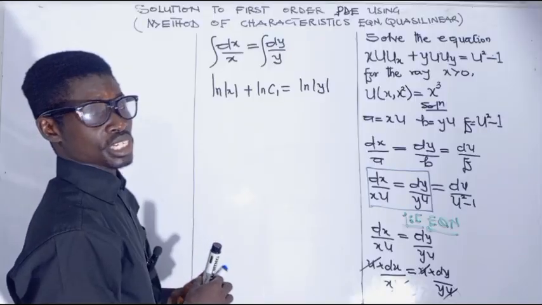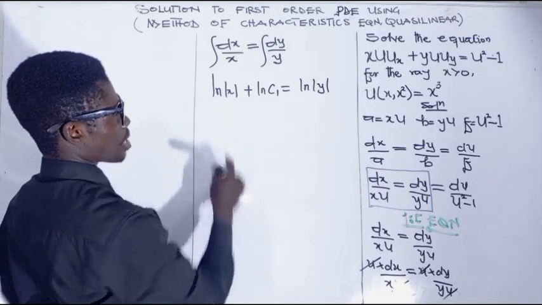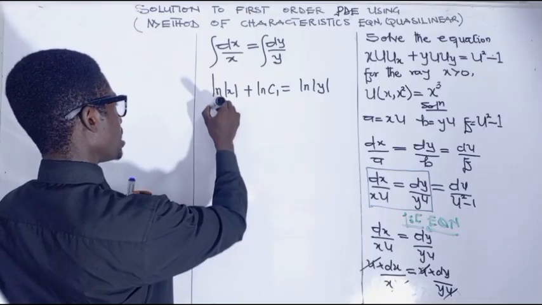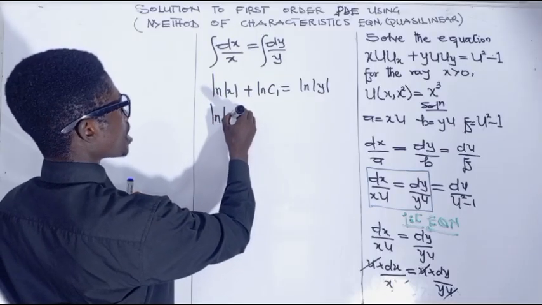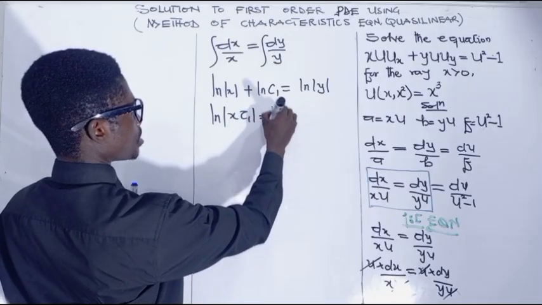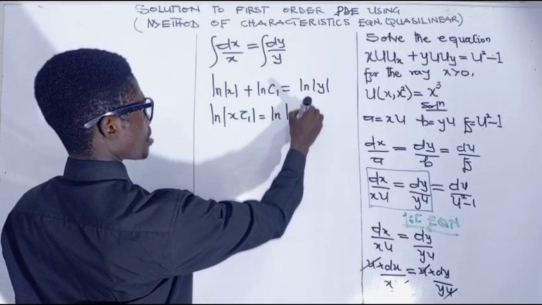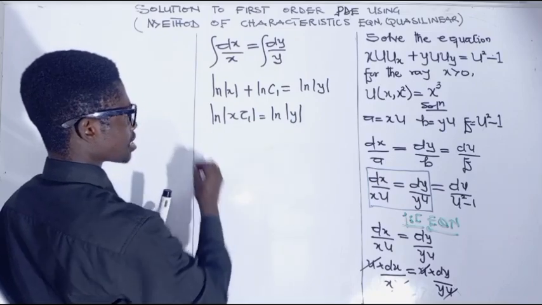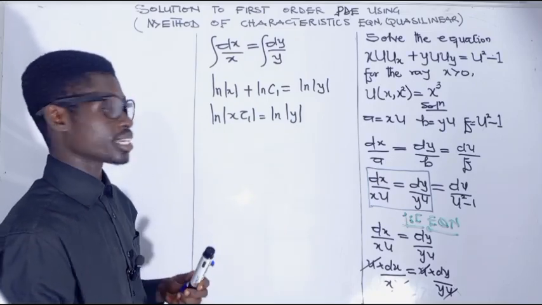So what we are going to do is to apply our basic knowledge in logarithm. Since we have ln and ln, we can pick one of the lns, and then we multiply the argument. So we have x C1 is equal to ln of what? Y.